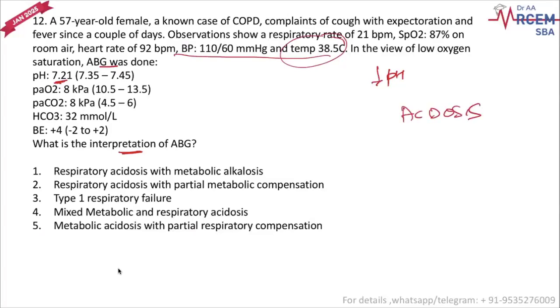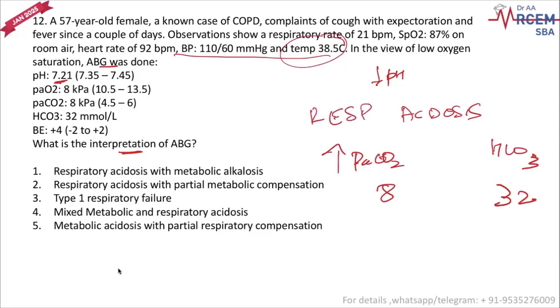Next, whenever I see an acidosis, I look at two parameters, the PaCO2 values and the bicarb values. Bicarb is 32 and the PaCO2 value is 68. So what is the interpretation? PaCO2 is on the higher side, so it is a respiratory acidosis. Bicarb has also gone on the higher side, but the pH is still on the lower side itself, so it is a partial compensation. So respiratory acidosis with partial metabolic compensation is the right answer here, the second one.